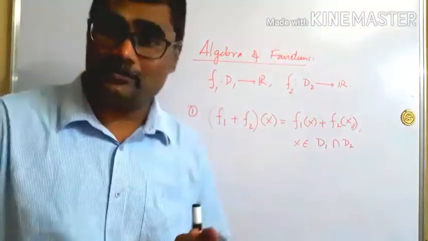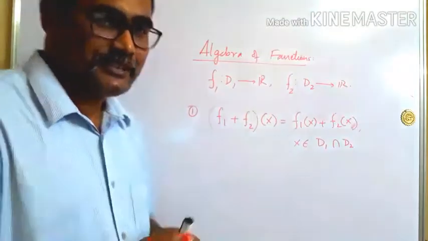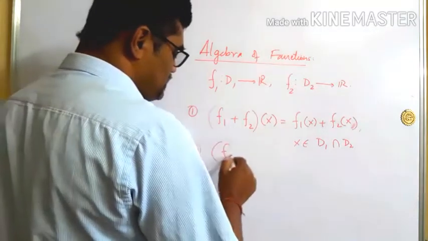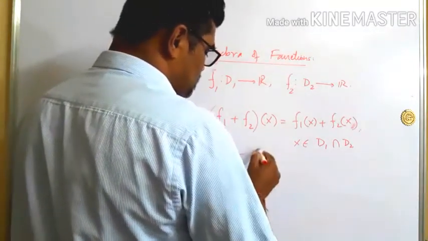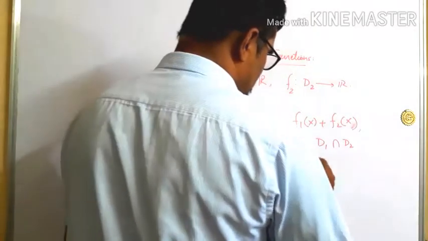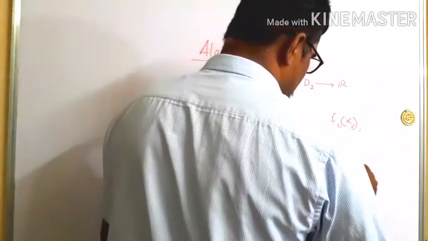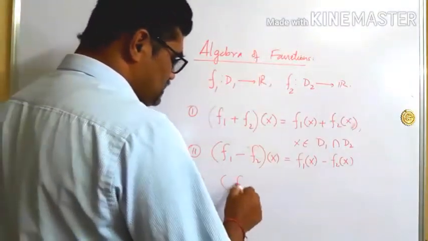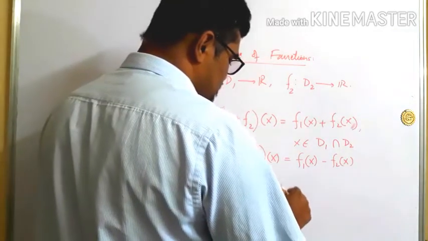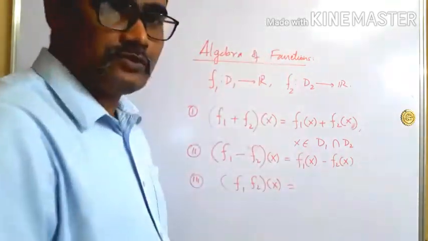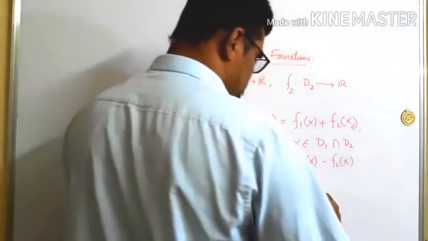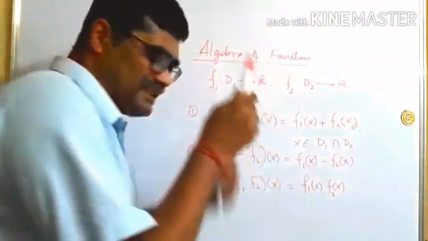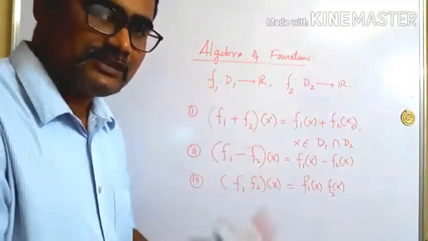This is going to hold true for all the remaining operations, so I might not write the rest like this. Number 2, the same thing for difference: the domain remains the same, the intersection. I can do this even for the product of functions. If I take F1 F2, then it is F1(x) times F2(x), where the domain is still D1 intersection D2.